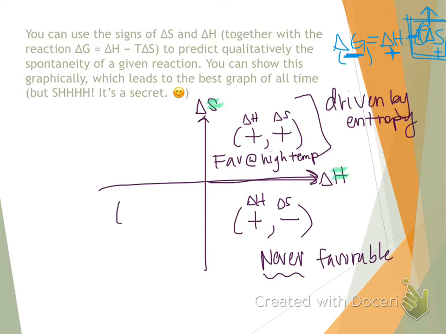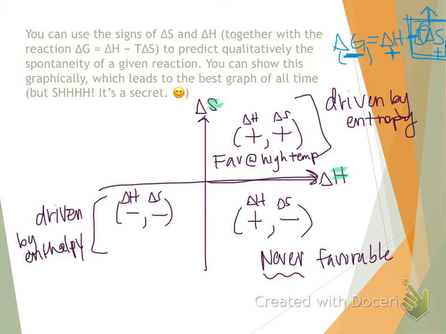Continuing around, we have negative and negative for both delta H and delta S in the bottom left-hand corner. Well, negative delta H is an exothermic reaction. That's favorable to nature. But our negative delta S, that decrease in entropy, is not favorable to nature. So if one or the other is favorable, it's going to be temperature dependent again. If it does end up being favorable, it is going to be driven by enthalpy.